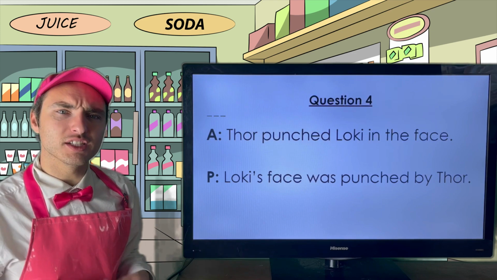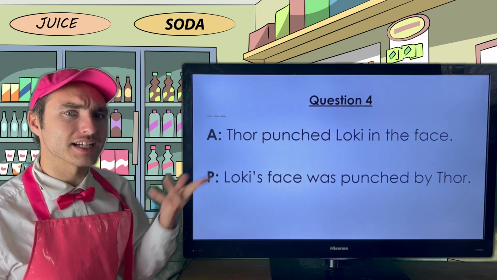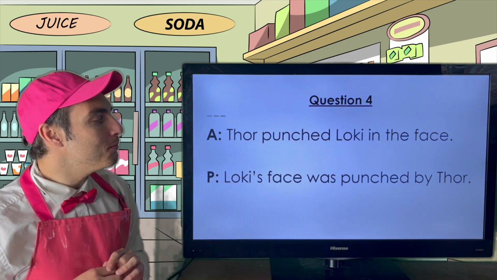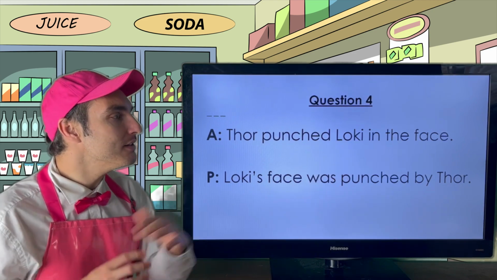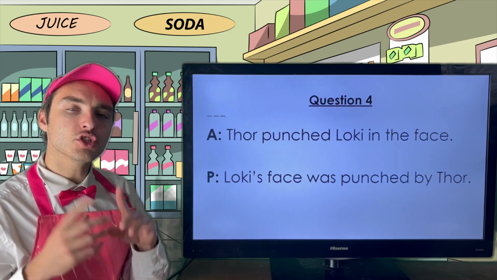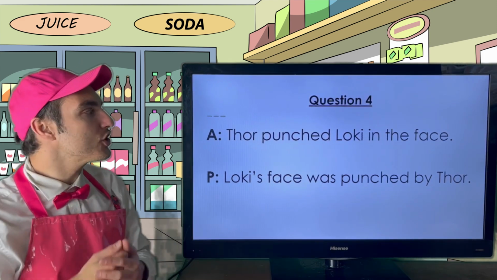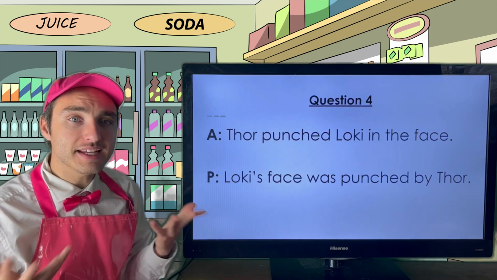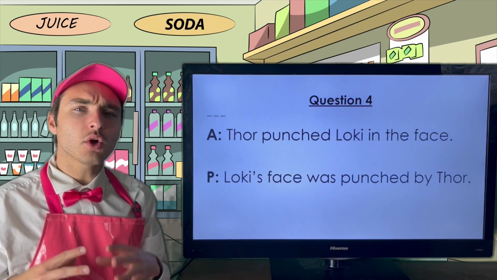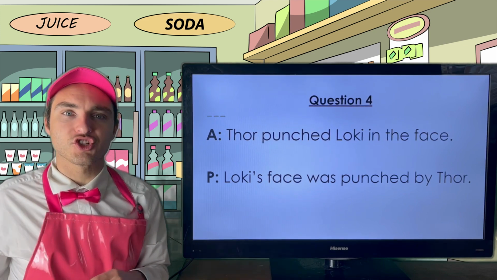Here, in passive voice, we actually started with the object of the active voice sentence, Loki's face. Then we have the to be verb, was, our main verb, punched, and then our subject, Thor. So you just flip the structure in order to basically get either active or passive voice. Let's go ahead and move on to another question.